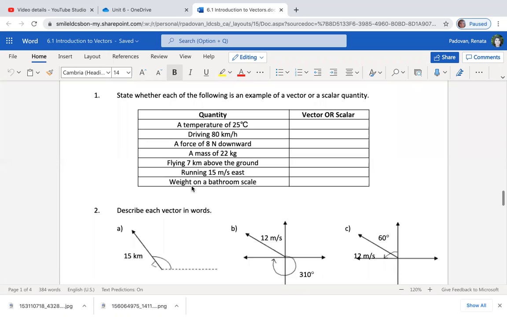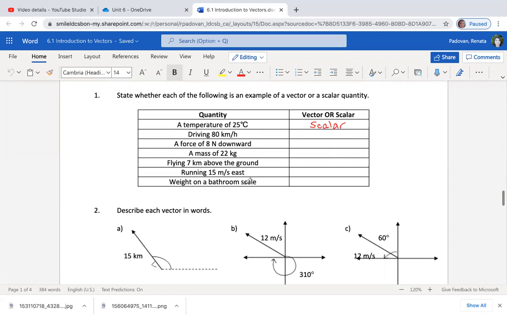I have a temperature of 25 degrees Celsius. So 25 degrees Celsius would be the temperature, but I don't have a direction, right? There's no direction given to me. There's only one piece of information given to me, so this would be a scalar.